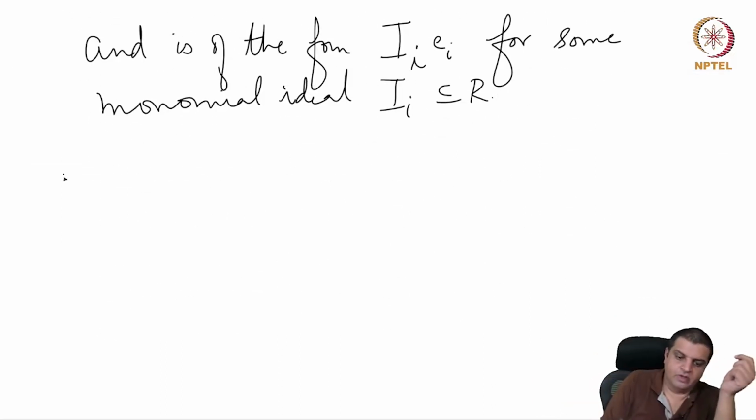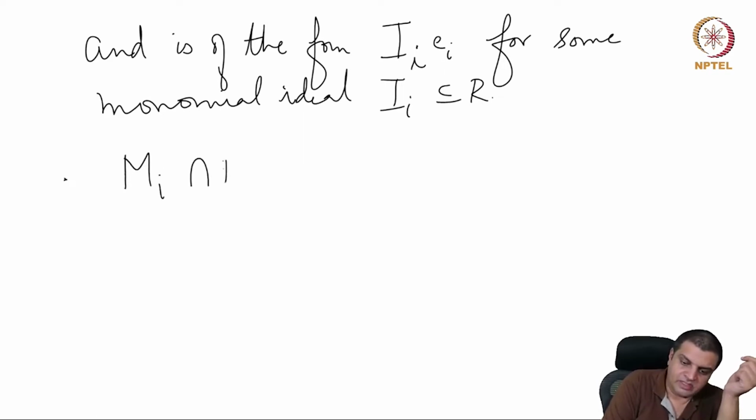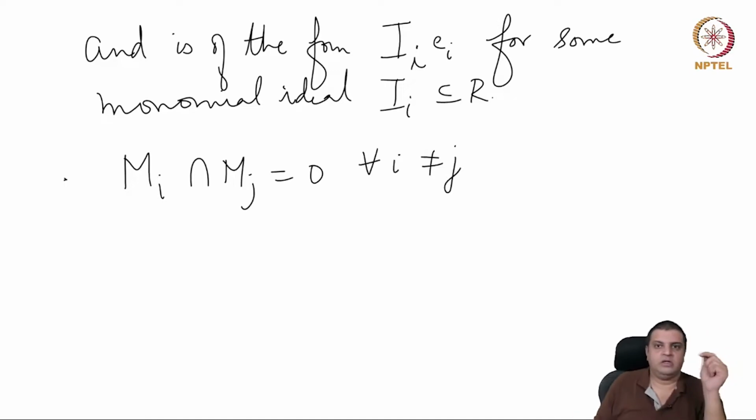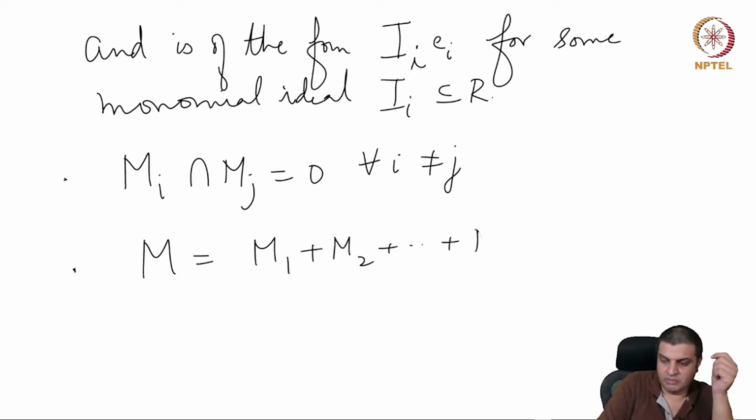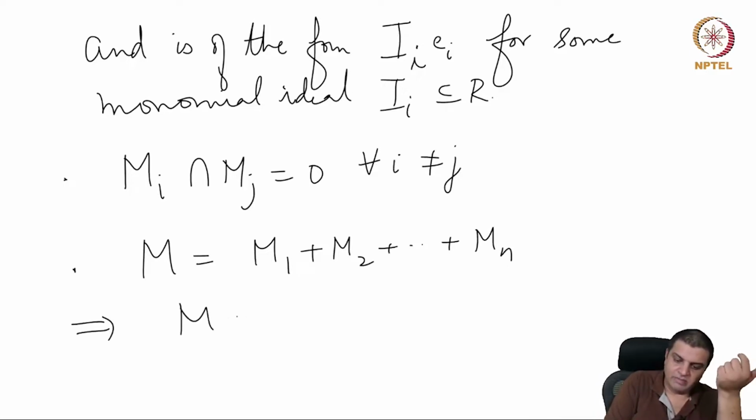Secondly, M_i intersect M_j is 0 for all i different from j. That's clear because all of these are multiples of e_i, all of these are multiples of e_j, and they cannot have an intersection. And thirdly, M is M_1 plus M_2 plus up to M_n. This now says that M is the direct sum of these M_i.